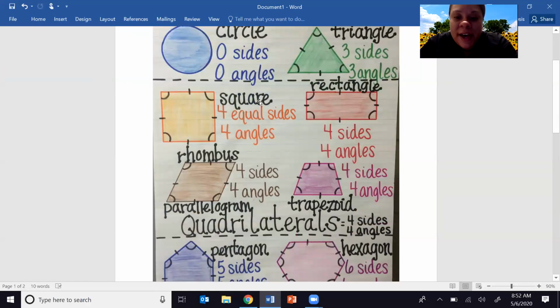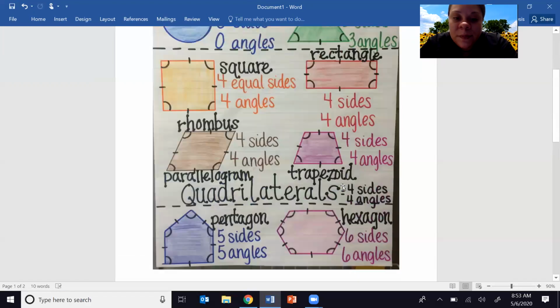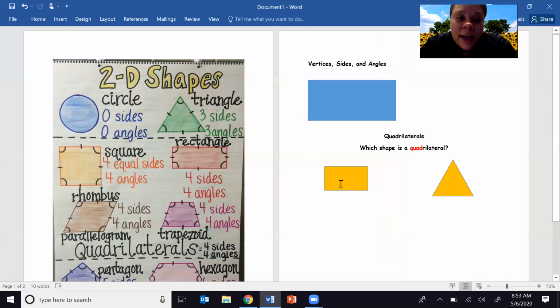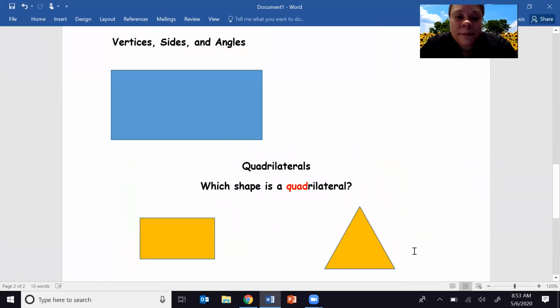These are all quadrilaterals: rectangle, square, rhombus, and trapezoid. They all fall under quadrilaterals because they have 4 sides and 4 angles. And then of course we have the pentagon with 5 sides and 5 angles, and the hexagon with 6 sides and 6 angles. So if you need to reference this chart while you're doing your work, please do. I'd say pause it right here. All right, so let's keep going.